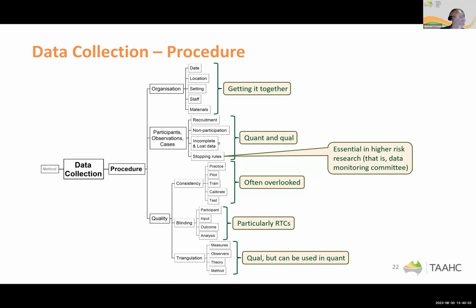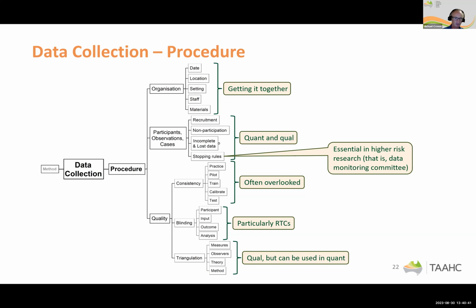Back to blinding, which I mentioned in randomized controlled trials. I mentioned participant and assessor blinding, but you can also blind the researcher to who's getting the treatment and who's not. And you can also blind the analysis so that the person who's analyzing the data is also blinded to who's getting the treatment and who isn't. So double blinding is something that gets thrown around a lot, but there's actually more ways of blinding than just the two.